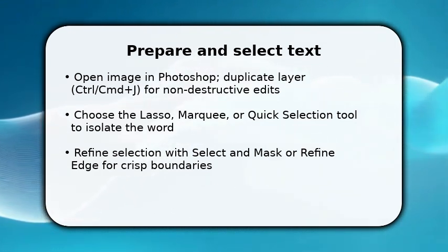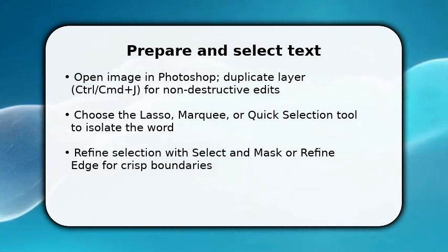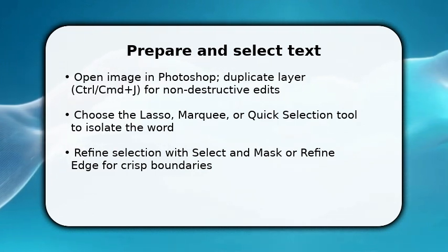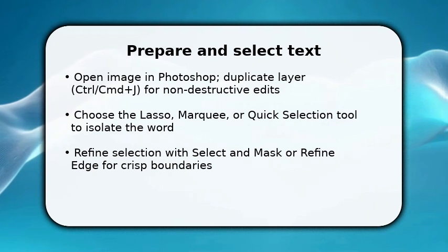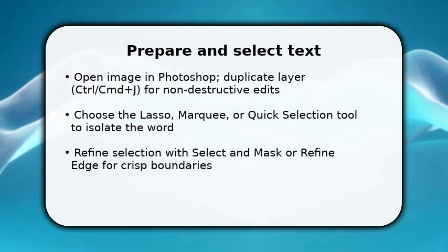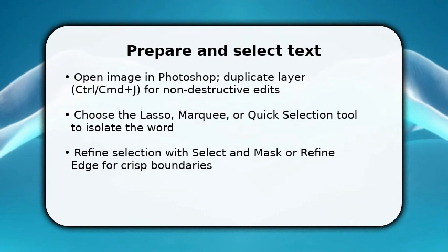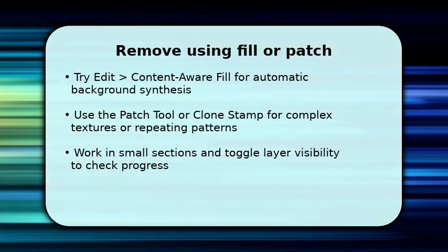Once done, open Select and Mask or Refine Edge to smooth, feather, or contract the selection so the removal blends naturally. This early precision matters because a tidy selection reduces artifacts and makes the content-aware fill or patching step much cleaner and faster. You now replace the selected area.